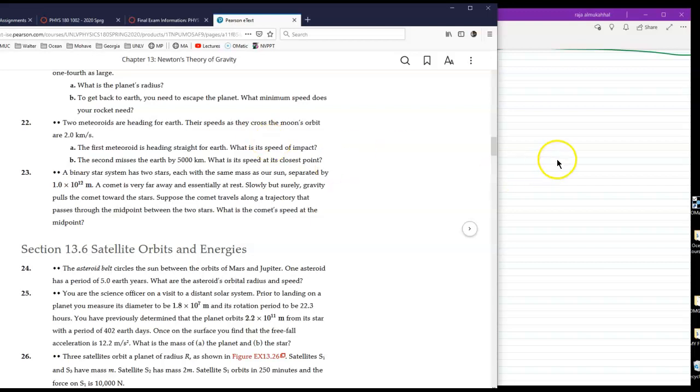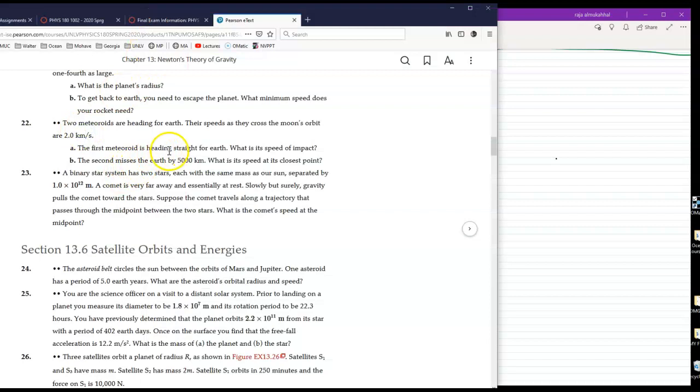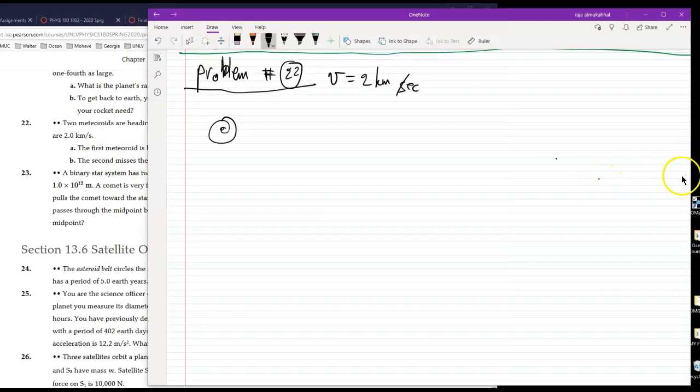So let me take the first case. Again, first thing I want to put in is what are the data here. So we have the velocity of both is 2 kilometers per second. I'm sorry, I'm not doing well in terms of handwriting. And 2 meteorites. Okay, so let's take the first case. So the first case says the first meteorite is heading straight for Earth. Now, where is the meteorite?